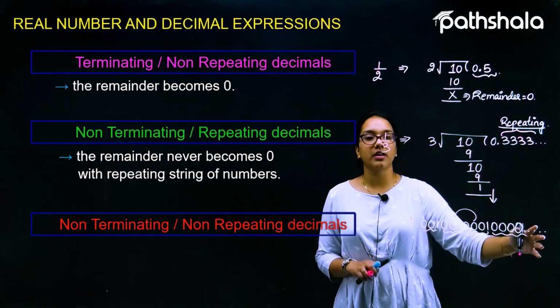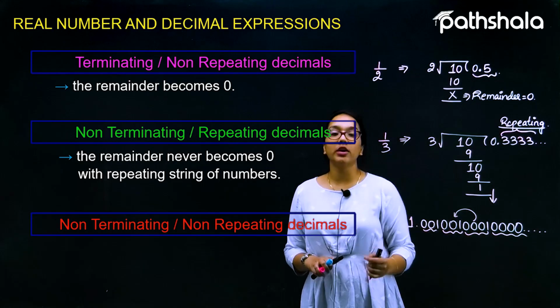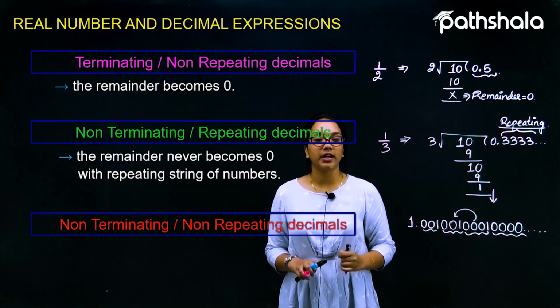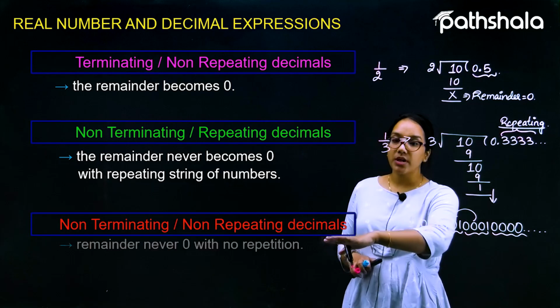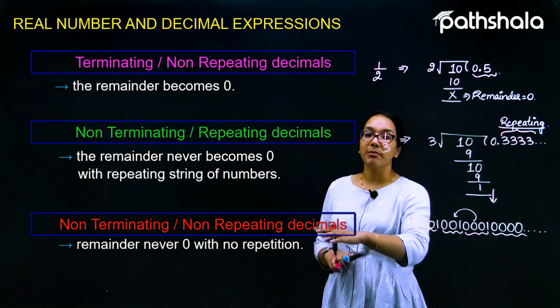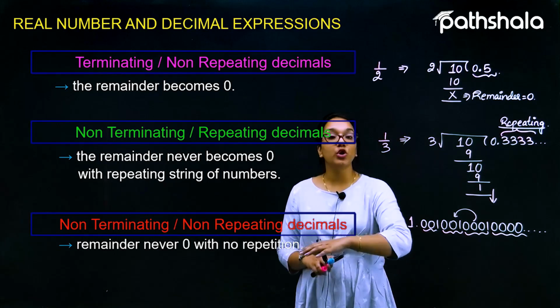Such a number, which is a non-terminating and non-repeating decimal, is the kind of number in which, always remember, the remainder can never be 0, with no repetition.